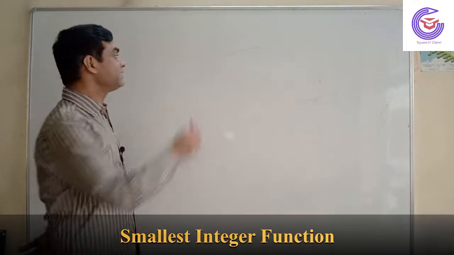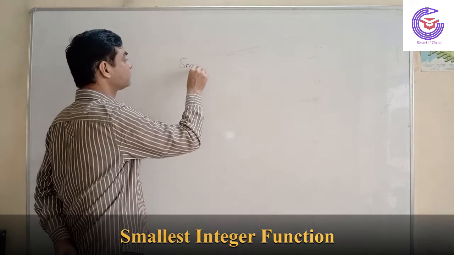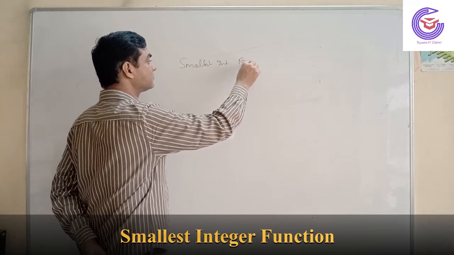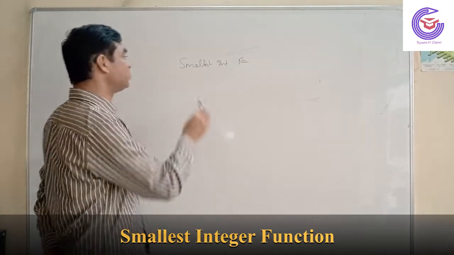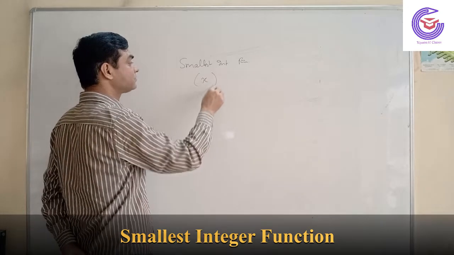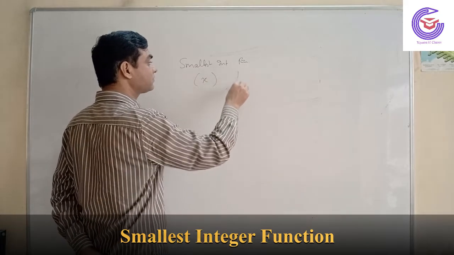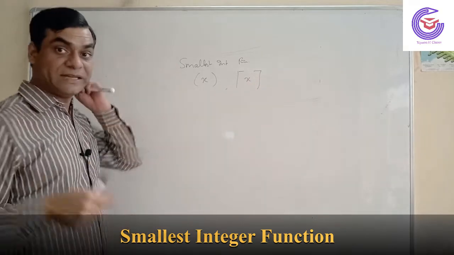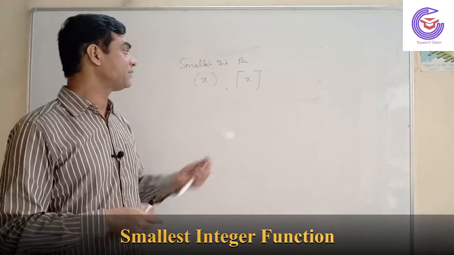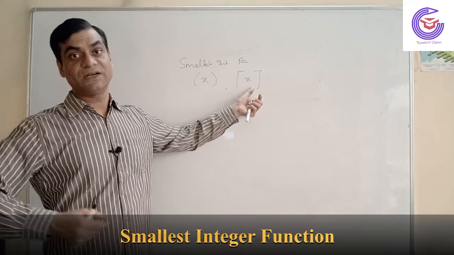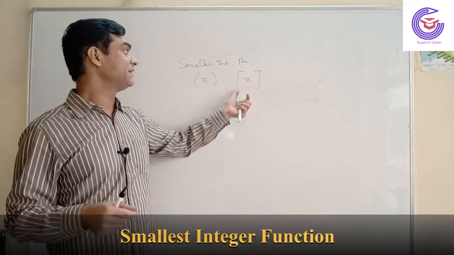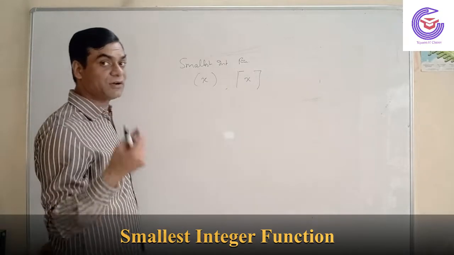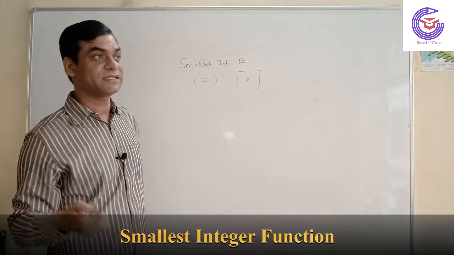Okay, in the smallest integer function, how is it denoted? It is denoted in this manner. Why is it so? Because in the previous one, the greatest integer function, the bracket was at the lower side. That was basically a floor function, but here it is at the ceiling side. So how is this smallest integer function defined?